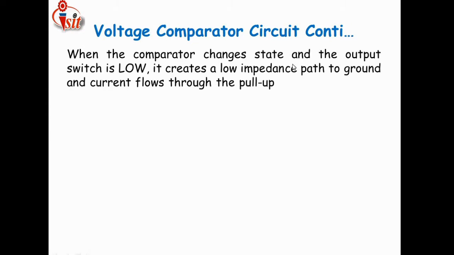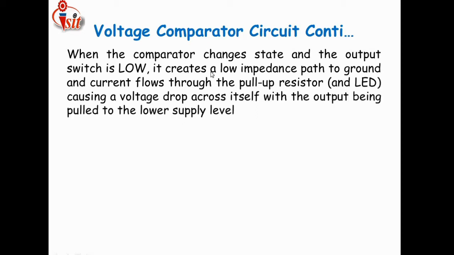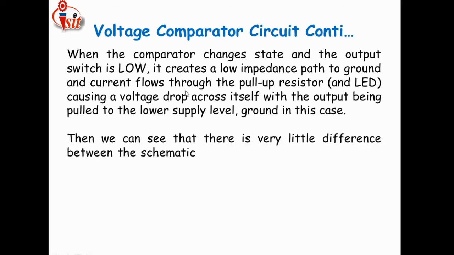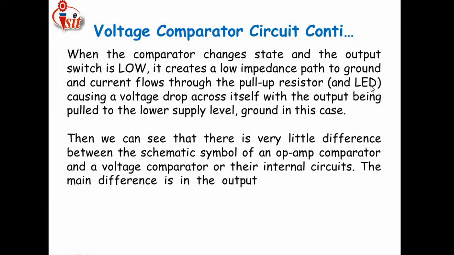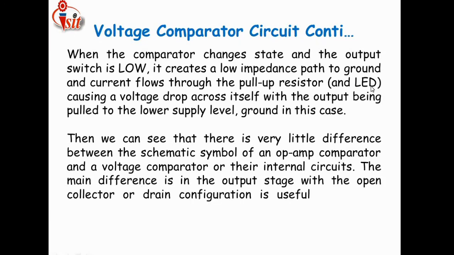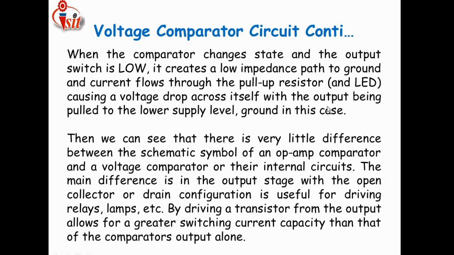For the voltage comparator circuit, continuation again. When the comparator changes state and the output switches low, it creates a low impedance path to ground, and current flows through the pull-up resistor and LED. That means the pull-up resistor and LED are connected to emit light, causing a voltage drop across itself, with the output being pulled down to the lower supply level, that is ground in this case.